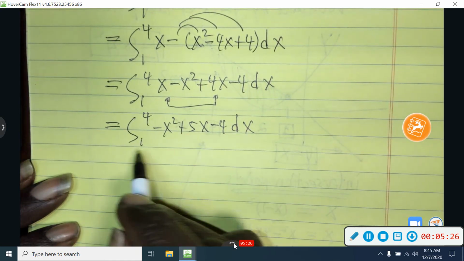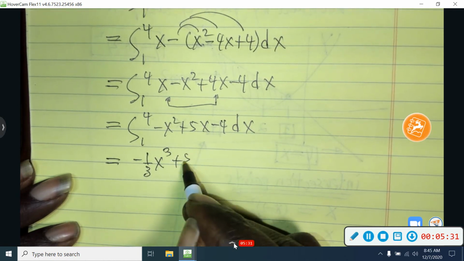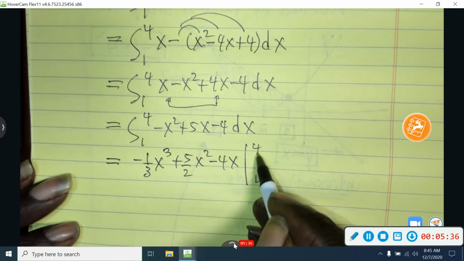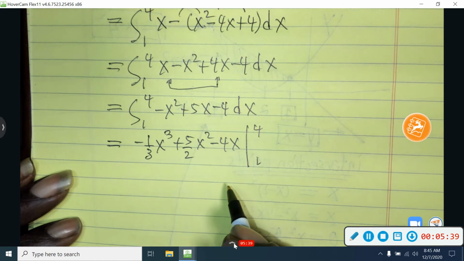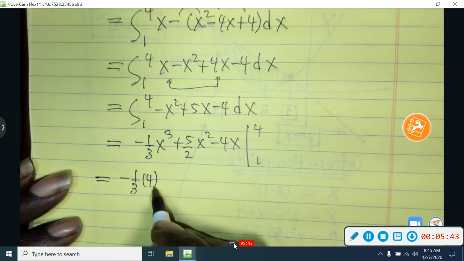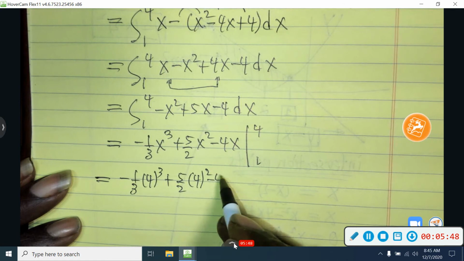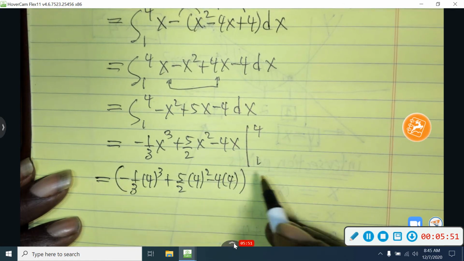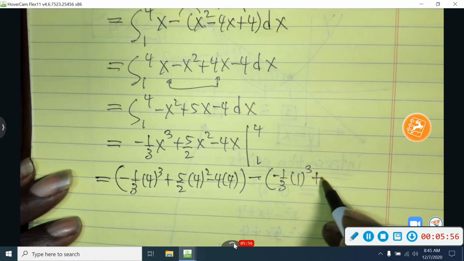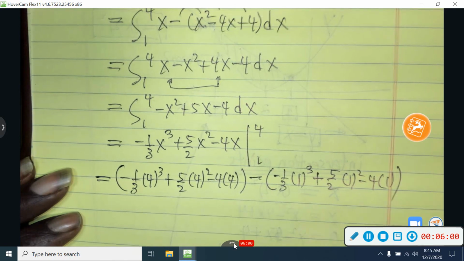Do the reverse power rule, so it'll be minus a third x cubed plus 5 halves x squared minus 4x, from 1 to 4. Put in the 4, put in the 1, and subtract. So you get minus a third times 4 cubed, plus 5 halves times 4 squared, minus 4 times 4. That's the 4 going in, and then the 1 going in: minus a third times 1 cubed, plus 5 halves times 1 squared, minus 4 times 1.